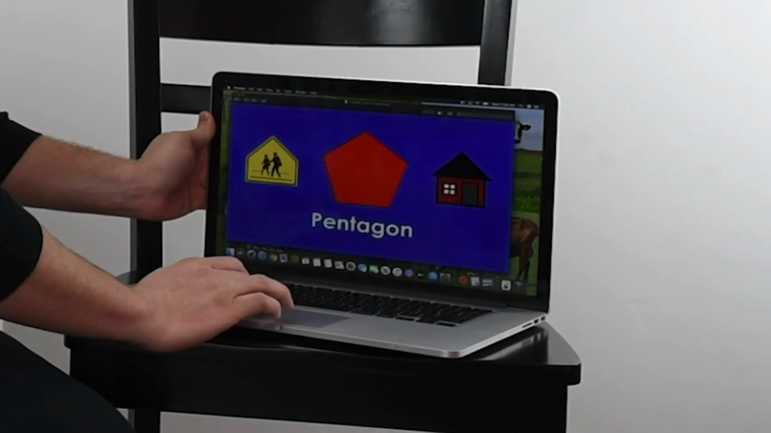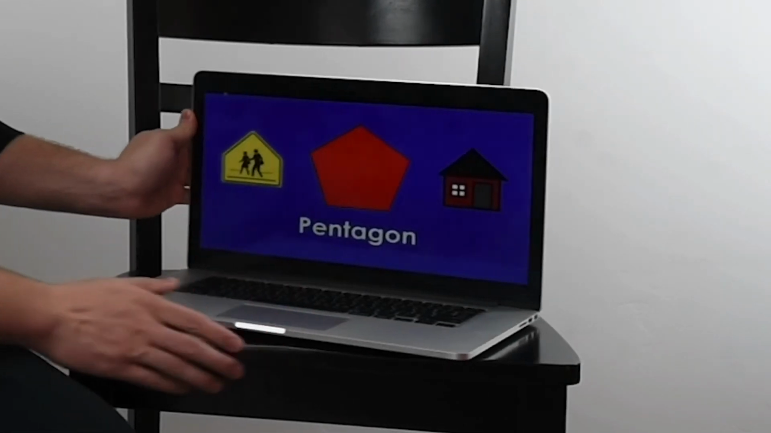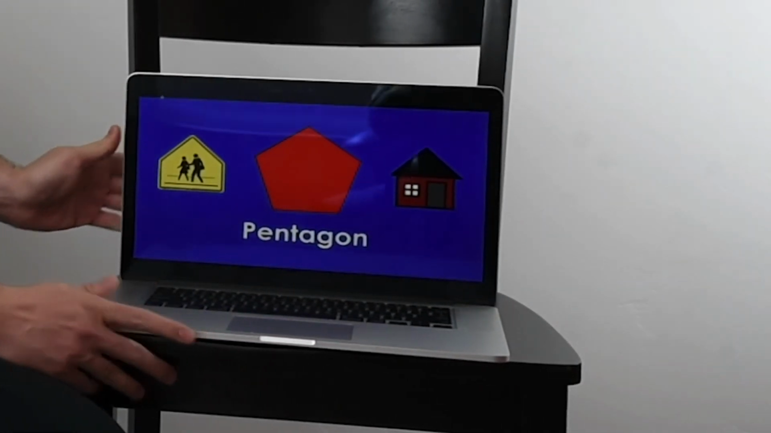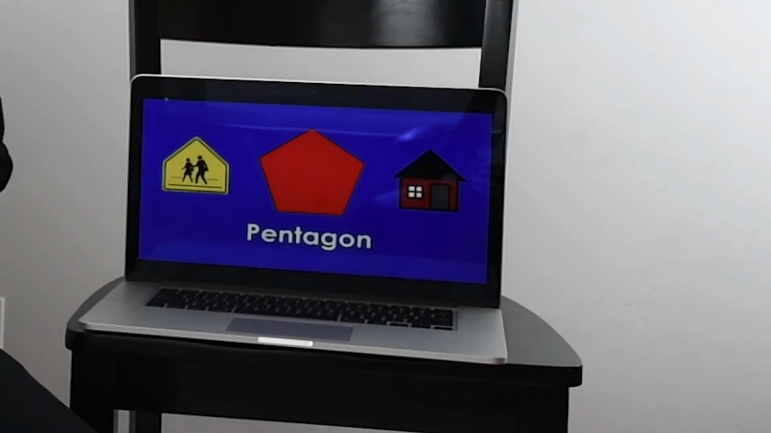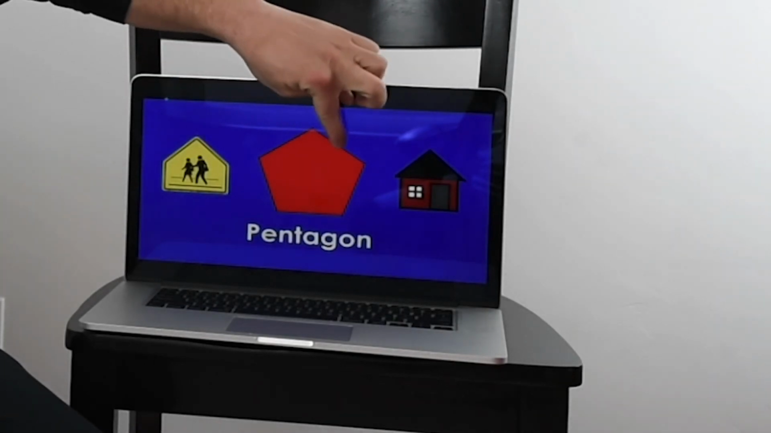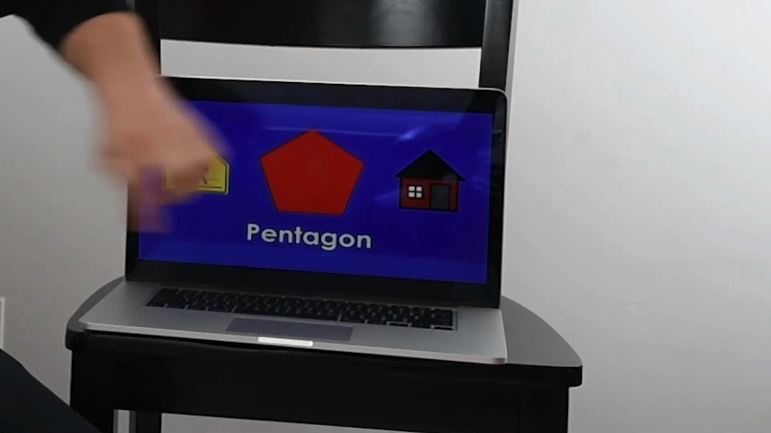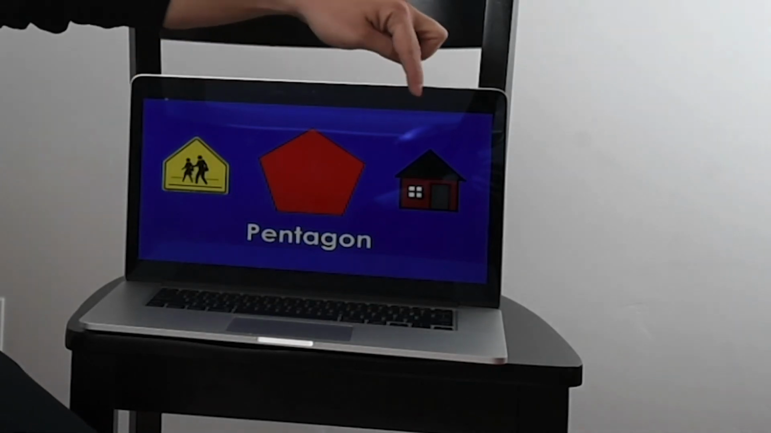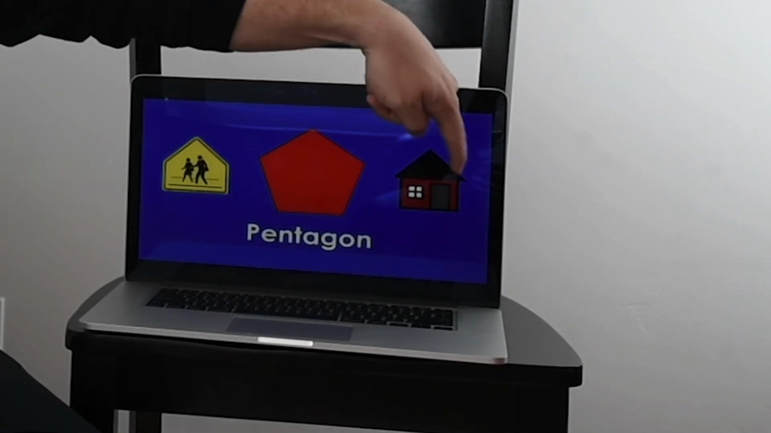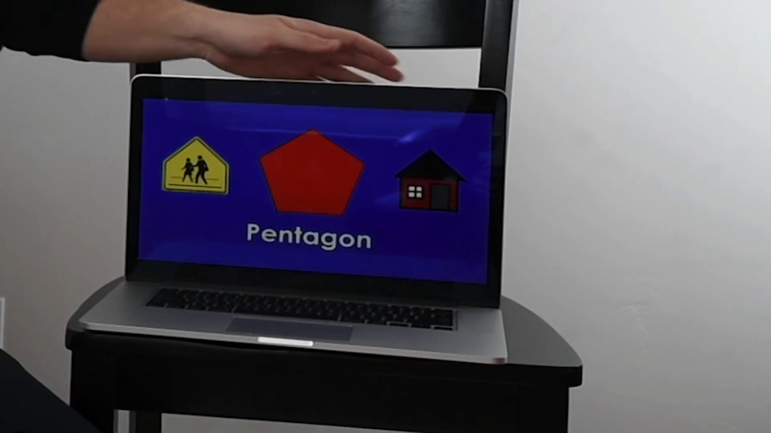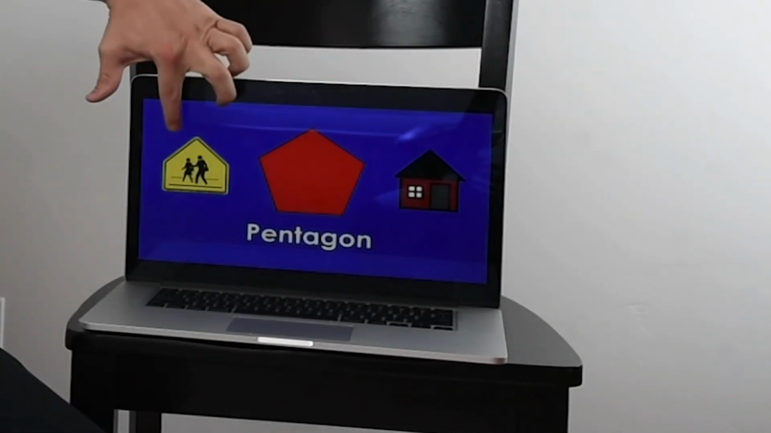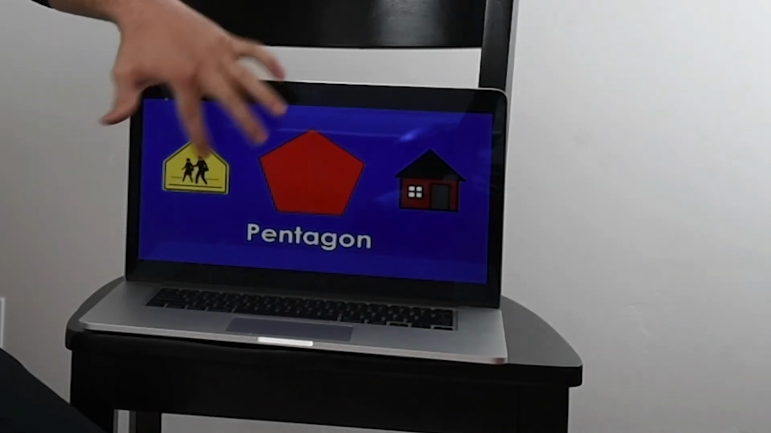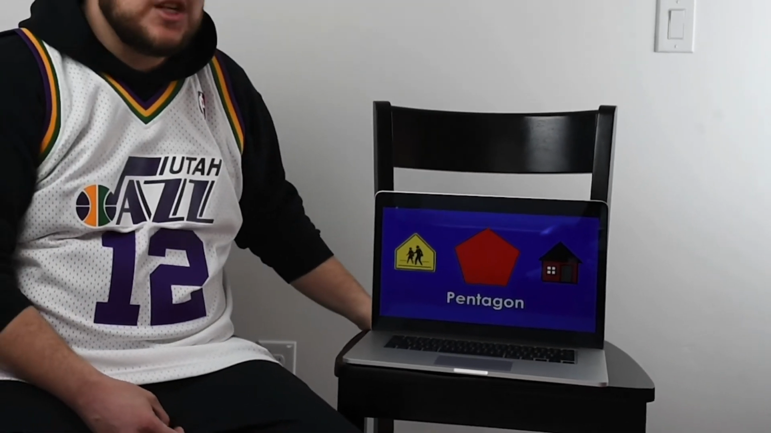Okay, and then our last thing we're going to go over is our shape of the week. Now our shape of the week is a pentagon. A pentagon has how many sides, guys? 5, that's right. So we have 1, 2, 3, 4, and 5. Now it's kind of shaped like a house, right? So a house has 1, 2, 3, 4, 5. Or when you go to cross the street at school, there's a sign out there that has 5 sides like a pentagon too. So those are our shapes of the week.